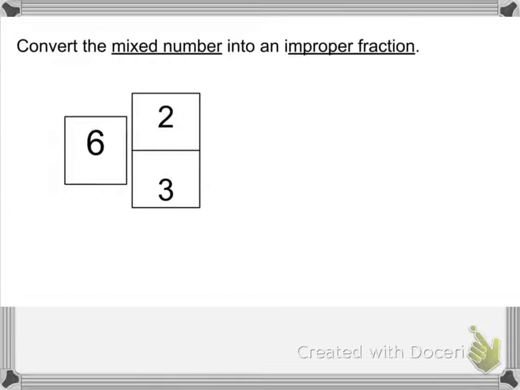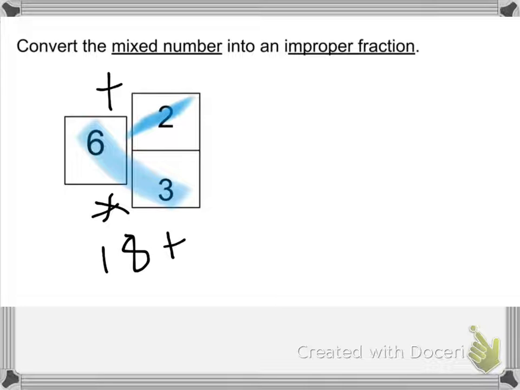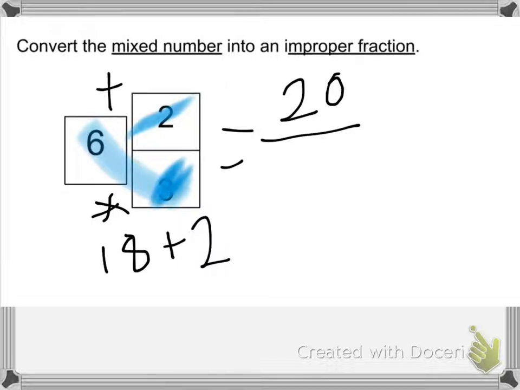Alright, next slide here. What I want you guys to do is convert this mixed number into an improper fraction. You can do it on a scratch piece of paper, and when you get it done, press play. Again, to convert this mixed number into an improper fraction, you have to take the whole number times the denominator, so 6 times 3, and then add the numerator. 6 times 3 equals 18, and then plus 2, which gives me 20 over 3.